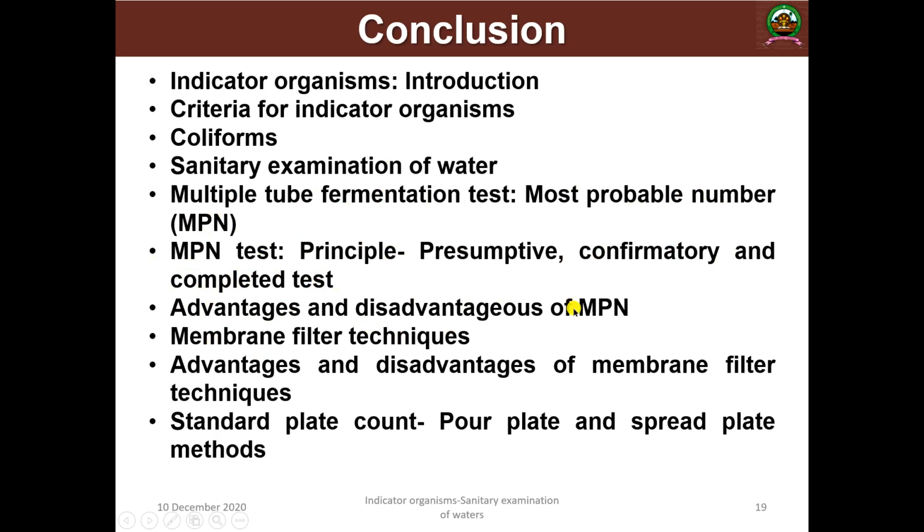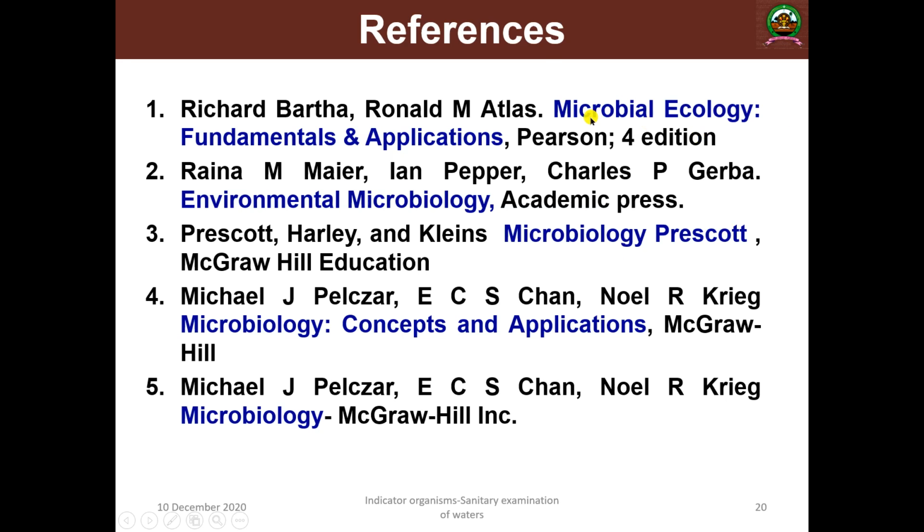What are the advantages and disadvantages of MPN? Next one is the membrane filter technique, and what are its advantages and disadvantages? Why is it known as the membrane filter technique? Third one is the standard plate count, or aerobic plate count. Then the pour plate and the spread plate. So that is what I wanted to tell you. The textbook is Microbial Ecology by Atlas and Bartha, or any microbiology book.